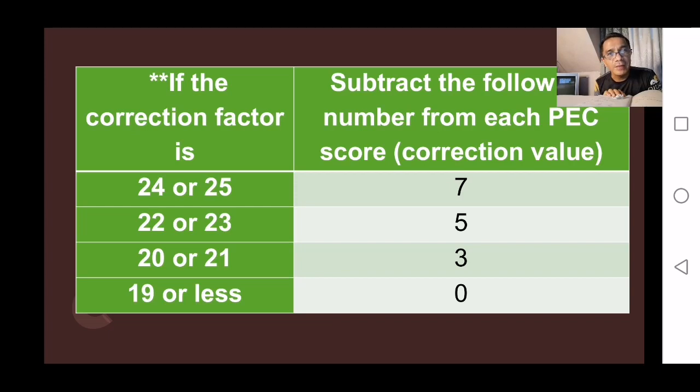Okay. So, halimbawa naman, ang na-compute mong correction factor is, let's say, 17. So, pag ang na-compute mong correction score is 17, it is 19 or less. Therefore, for each PEC score, hindi na magbabago. Okay? Hindi na magbabago kasi nga, ang isusubtract mo rin lang is 0. O halimbawa, nakuha mo 24 dun sa correction factor. Then for each PEC, you will now subtract 7.